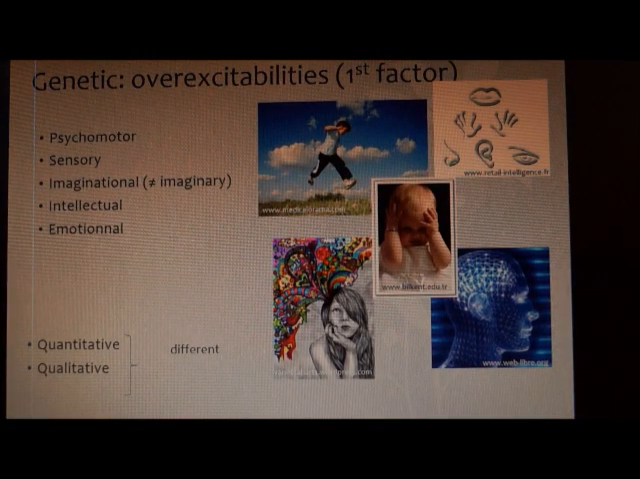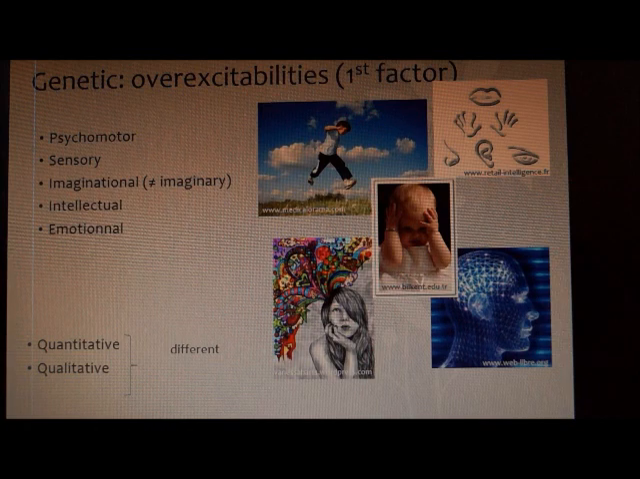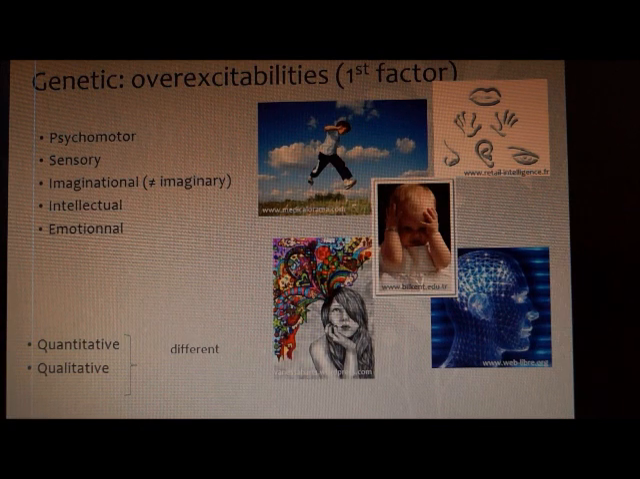The first factor is the genetic one, which Dabrowski called overexcitabilities. The first overexcitability is the psychomotor one, and this is shown by people who are always in movement and maybe fidget a lot. There is the second one, which is a sensory overexcitability, which is represented by being very sensitive with all the senses. The third one is the imaginational overexcitability, and these are people who live their lives and have their emotions very much linked to their imagination.